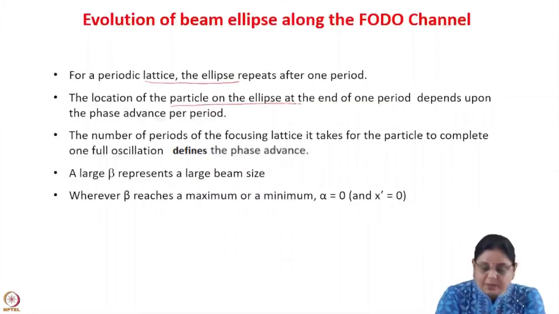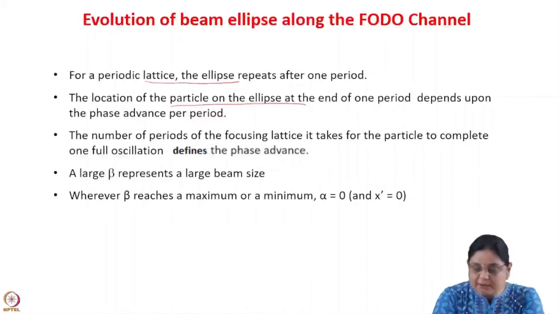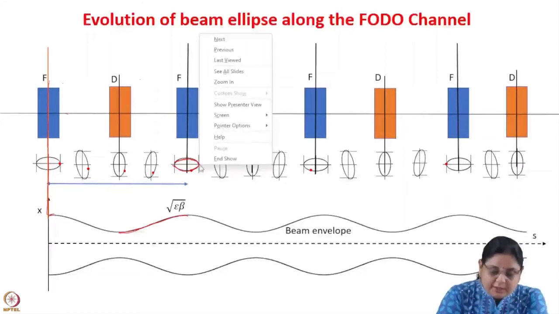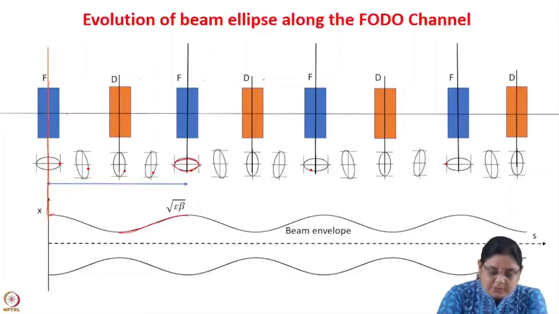The location of the particle on the ellipse at the end of one period depends upon the phase advance per period. So here, let's say this is one particle lying on the outermost ellipse, and at this location it is here. As the ellipse evolves, the particle moves along the ellipse. So at the end of one period, it will not come back to the same position. So it depends upon the phase advance. So at the end of one period, it has moved from here to here.